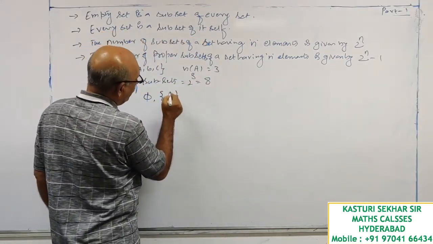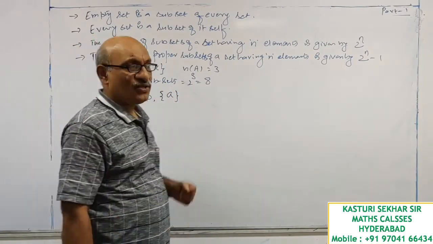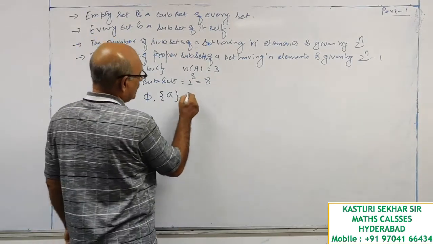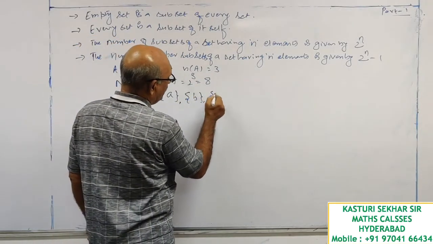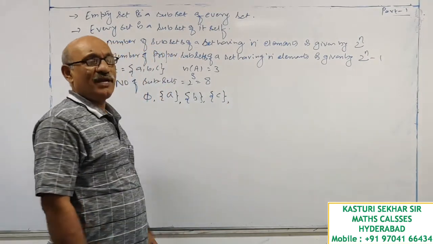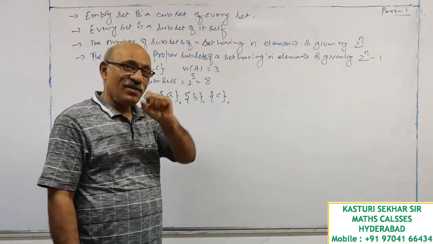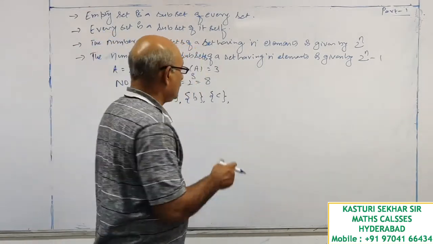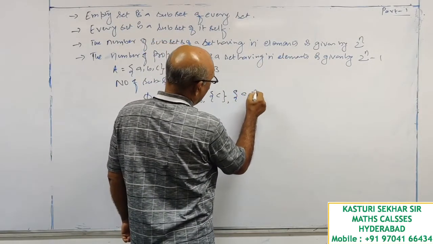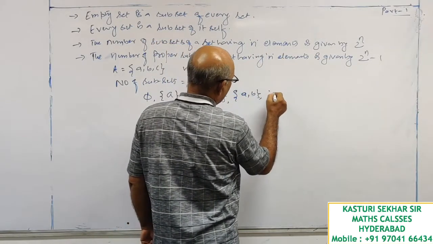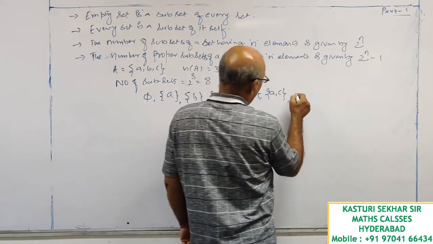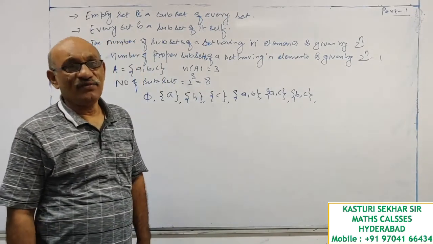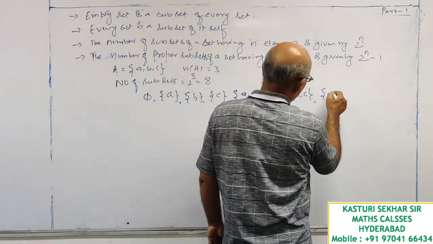Now you are selecting only one element. The selected element may be A, or B, or C. So only one element is selected. But you may select 2 elements also. When 2 elements are selected, it is A, B; A, C; B, C. Suppose 3 elements are selected, then it is A, B, C.